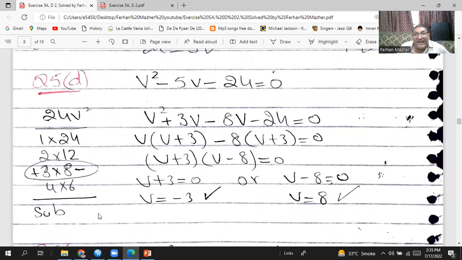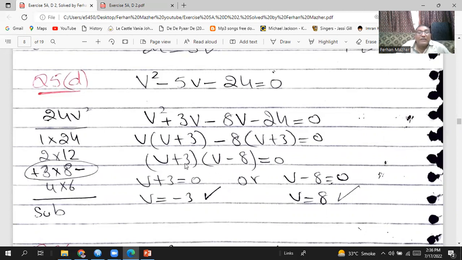So 3 and 8 is that pair which by subtraction can give you 5. But you want minus 5. So with the larger number, put a negative sign. With the smaller number, put a positive sign. So we will have v square plus 3v minus 8v minus 24 equals 0. From the first two terms, you can take the v common. So you will have v plus 3 in the bracket. From the last two terms, minus 8 is common. So in the bracket, you will have v plus 3. So take the v plus 3 common, and in the second bracket, we will have v minus 8 equals 0.